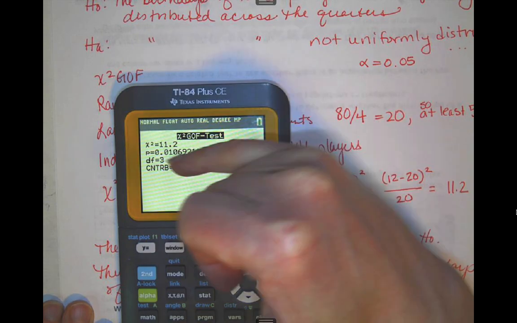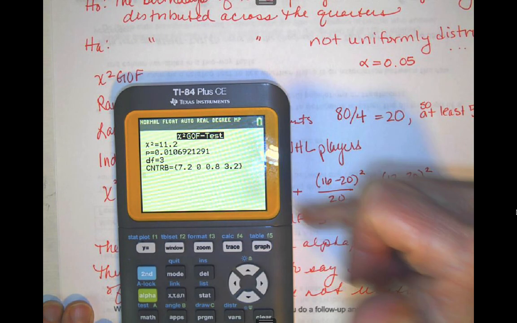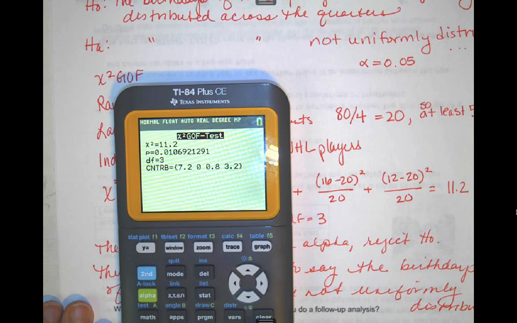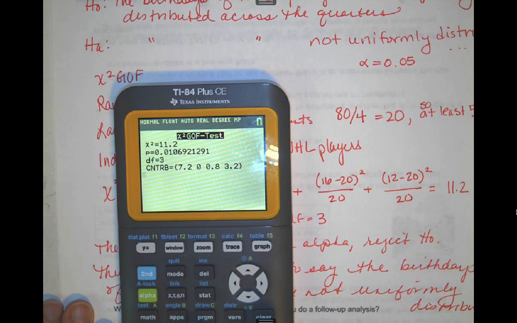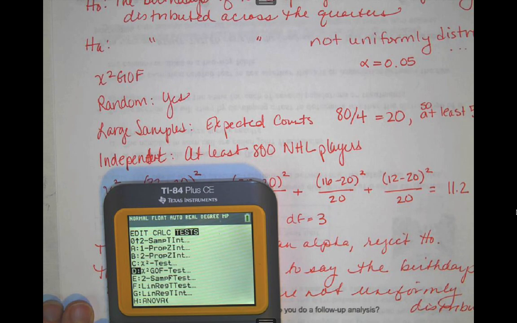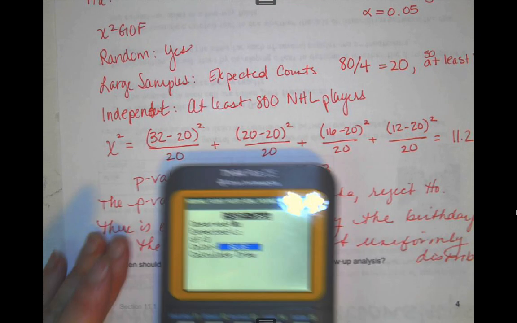And if you notice there's my answer. There's my p-value. There's my degrees of freedom. And then those pieces are my contributions, it's called. So that's the contributions. And again, those are those individual components there. All right, so those are those individual pieces from the chi-squared test statistic.